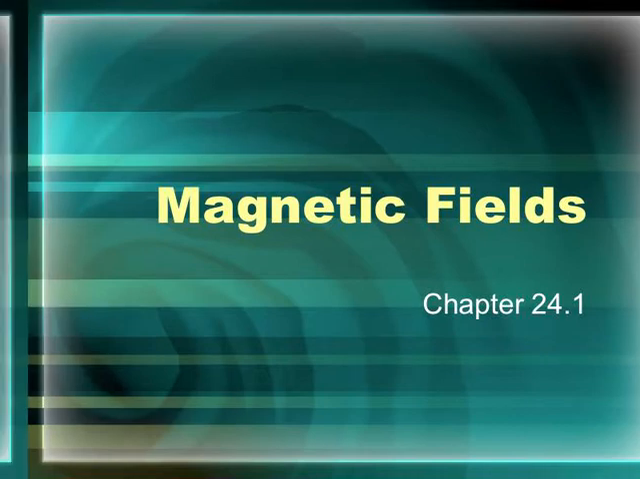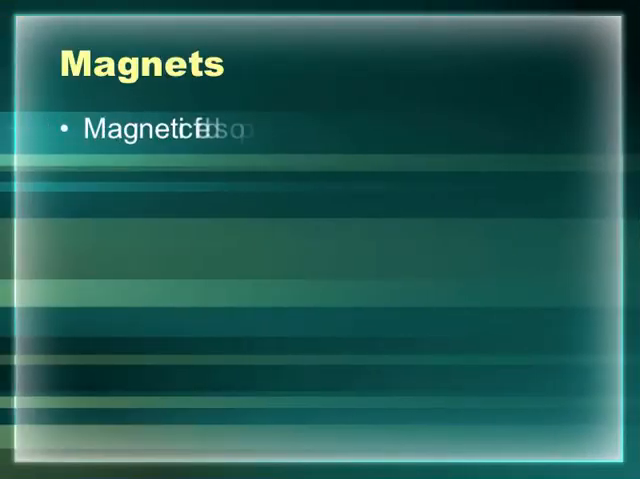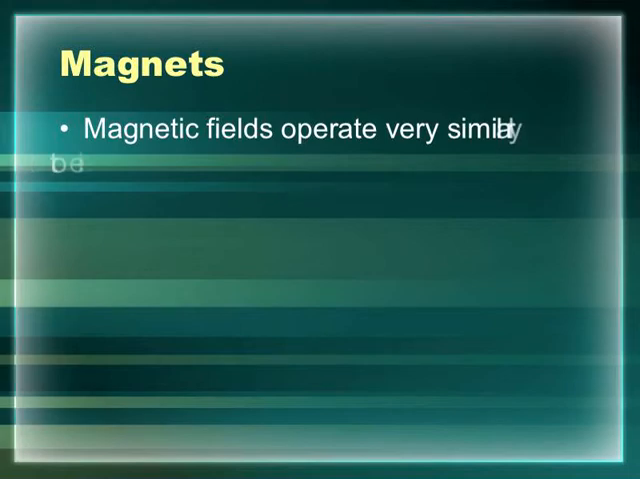All right, so magnets. Magnetic fields, guys, are going to operate very similarly to electric fields. We know as you get farther away from the source, the electric field strength gets weaker. Same thing with magnetism. As you get farther away from the magnet, the magnetic field strength is weaker. In terms of the strength of the magnetic field, things get a little bit more complicated, so we're not really going to delve into that quite as much.